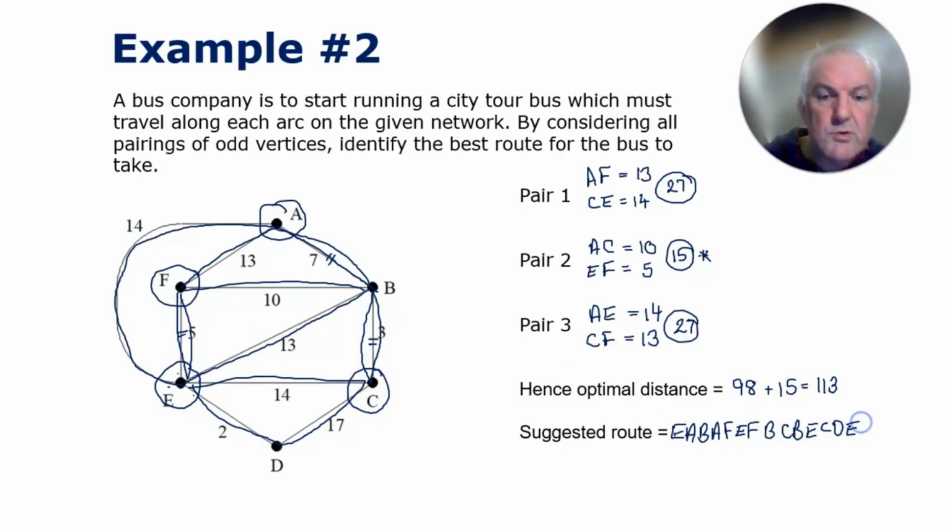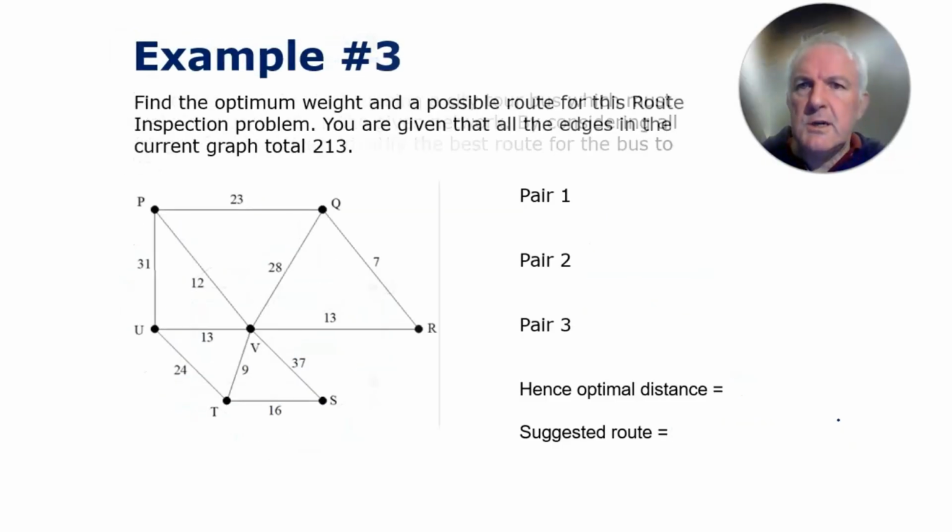And again, it's not the only route. You may have a better route. Well, not a better route, an alternative route. Let's do a third example of this. So the same thing, at least this time they've added them up for me. It says they add up to 213. But we're going to do the route inspection problem. That's an odd.